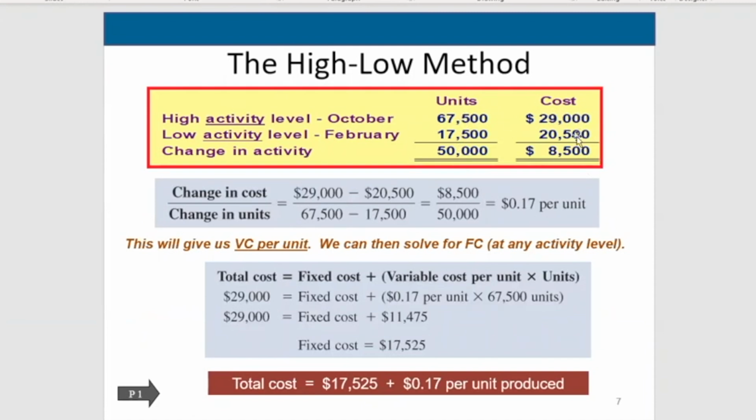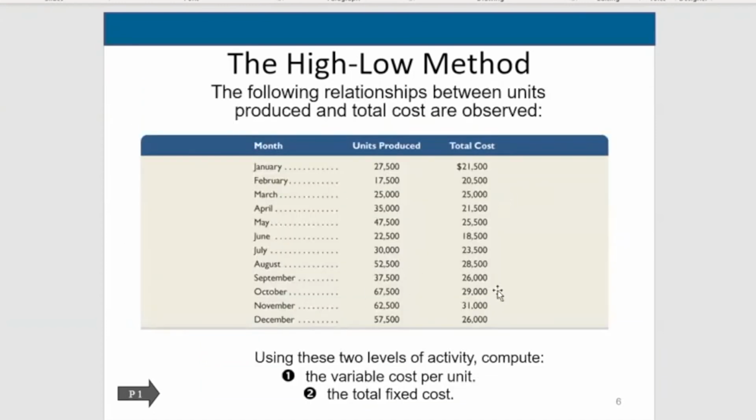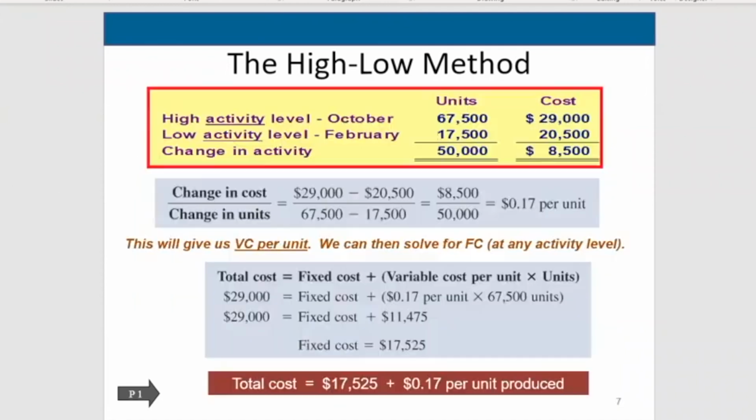October, 29,000, February, 20,500. So put the costs associated with these months next to it. And now we can use our formula. The difference between the high and low cost divided by the difference between the high and low units, 8,500 and 50,000. This gives you variable cost per unit.